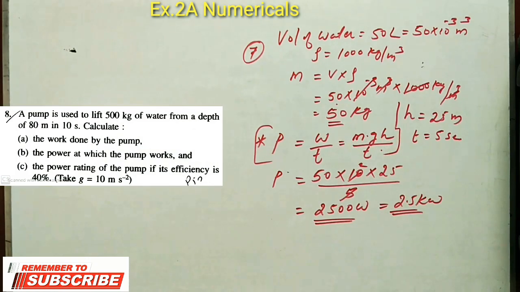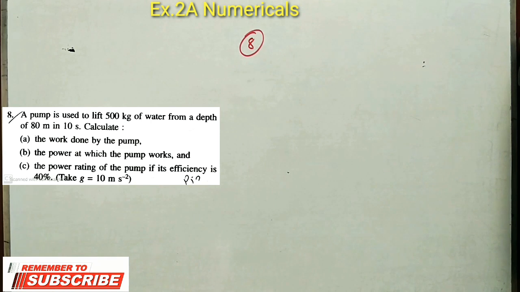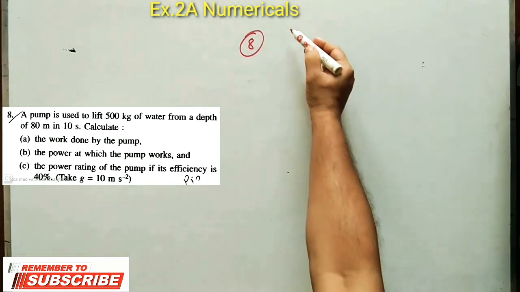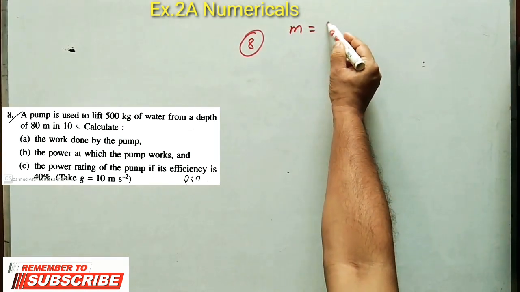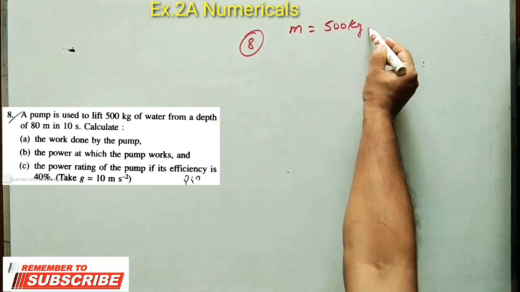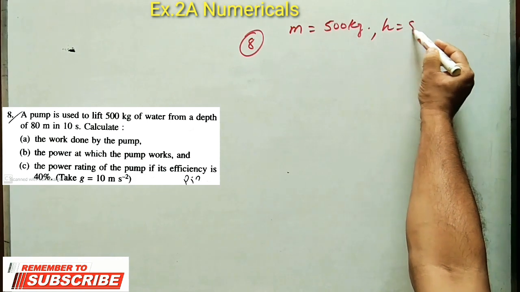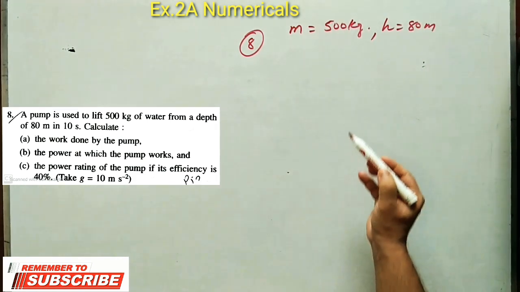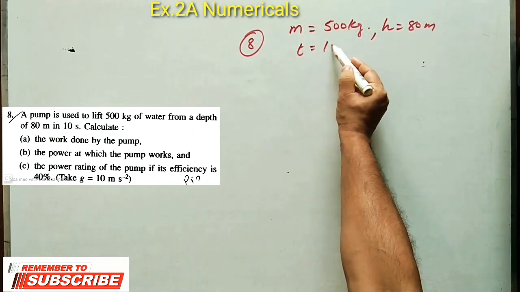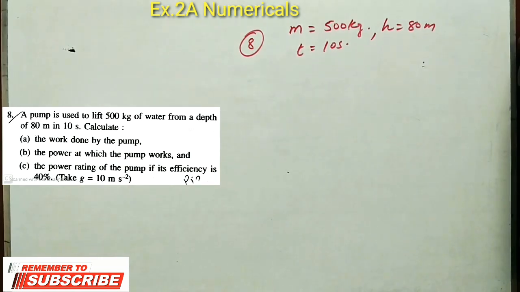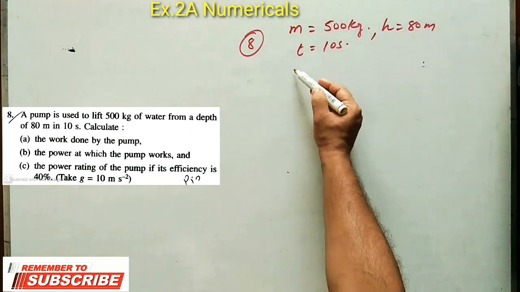Is it okay? Fine. Now moving on to question number 8. Look at the screen, read the question. A pump is used to lift 500 kilogram of water. So what is the mass of the water? Mass of the water is 500 kilogram, from a depth of 80 meter. The height is 80 meter, in time 10 seconds. Calculate the work done by the pump. So how much work is done by the pump?